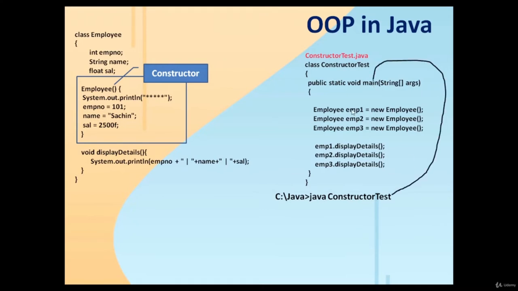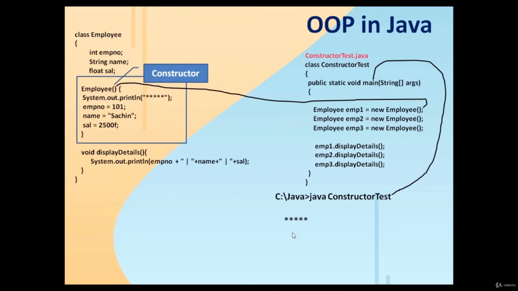Then the first line of code is Employee emp1 = new Employee(), creating an object. When we create an object, the constructor method Employee with no parameter gets executed. A constructor gets executed automatically whenever an object of a class is being created. So control will come to the constructor, and in the constructor there are four lines of code.